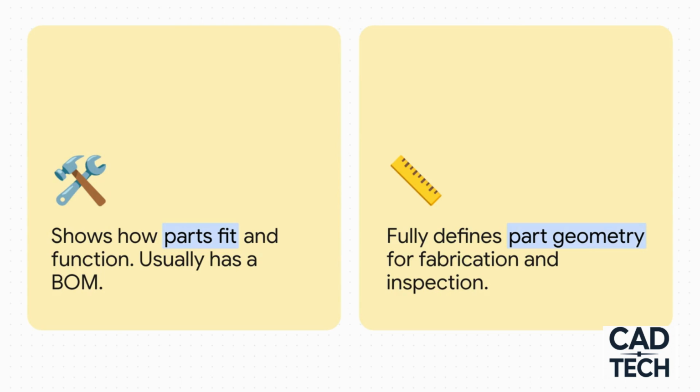On the flip side, detailed drawings are the strict, exacting instructions for creating just one single ingredient. Now, they don't usually tell you exactly how to manufacture the part out on the shop floor, but they give you every single geometric detail you could possibly need to fabricate and inspect that one specific component.